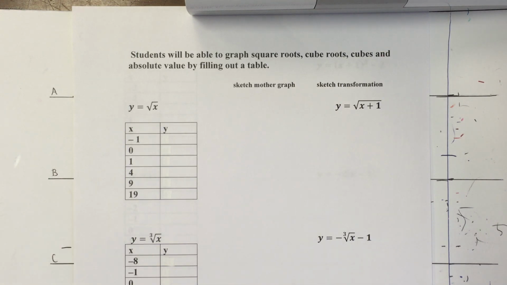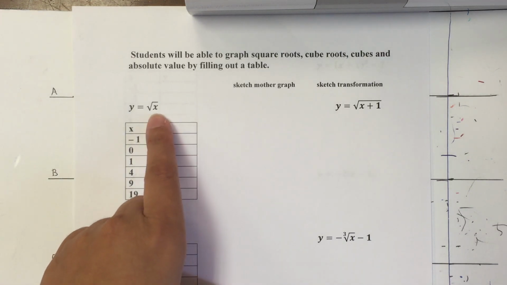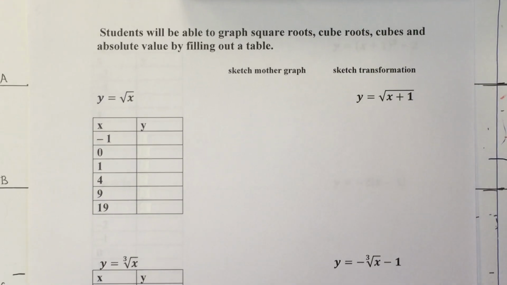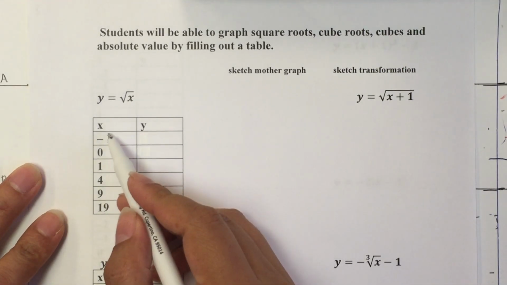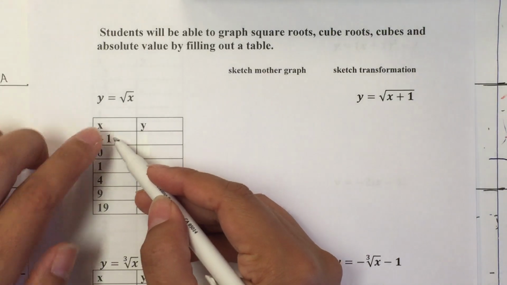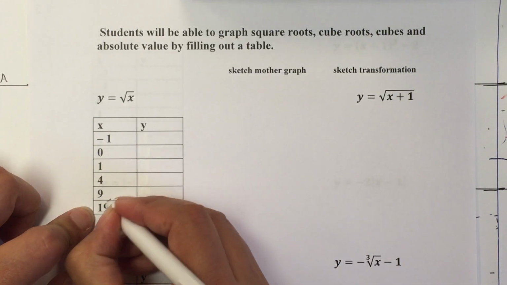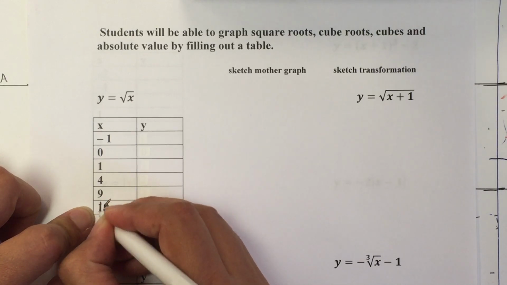We're gonna start by filling out a table for a square root. What this means is that we give values to x, and of course we're going to be choosing values that are going to be convenient for us, and this should be a 16, not a 19.